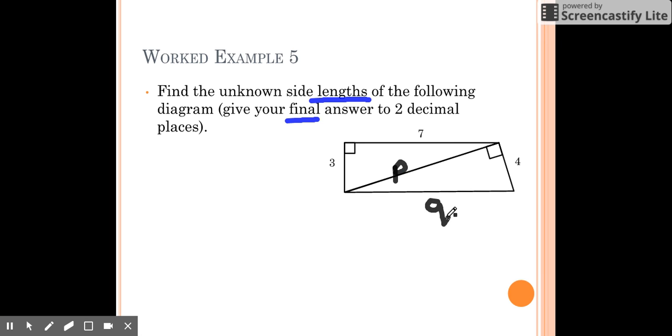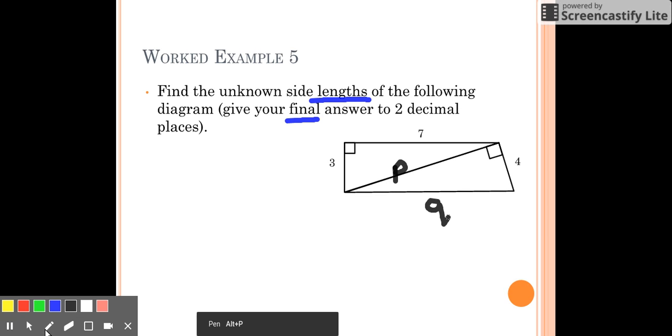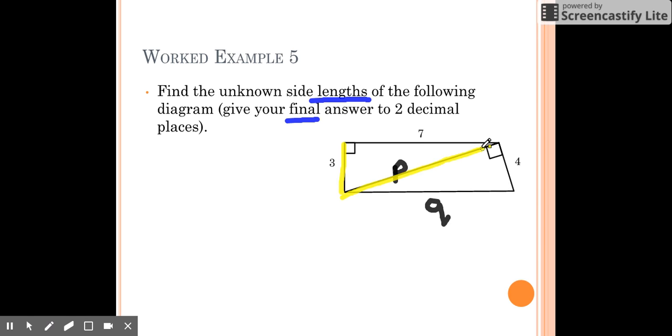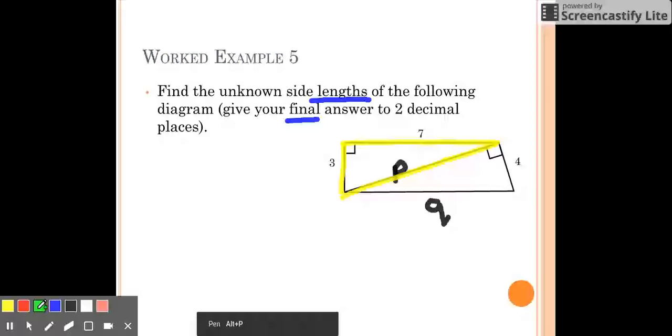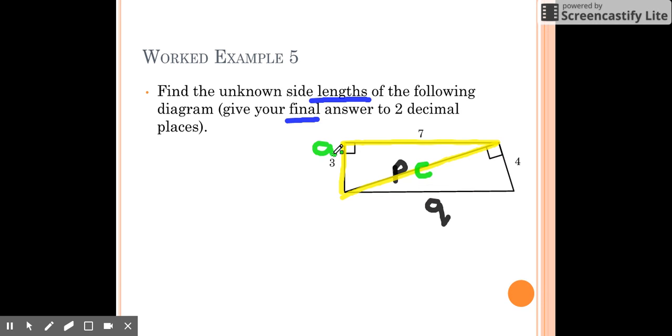Now, I can choose. If I look at P, I can figure that out because I've got 2 side lengths. But if I look at Q, I've only got 1 side length at the moment. So perhaps if I find P first, then I can find Q. So let's focus on this triangle here. I would like to find P, but looking at that triangle, I might need to quickly label it. P would be the hypotenuse, so that's going to be my C. And I'll call this short side A, and I'll call this short side B.